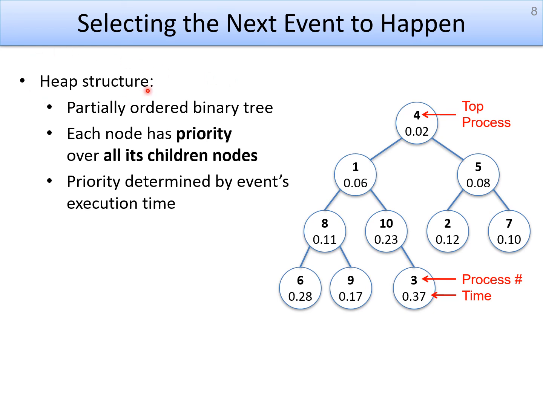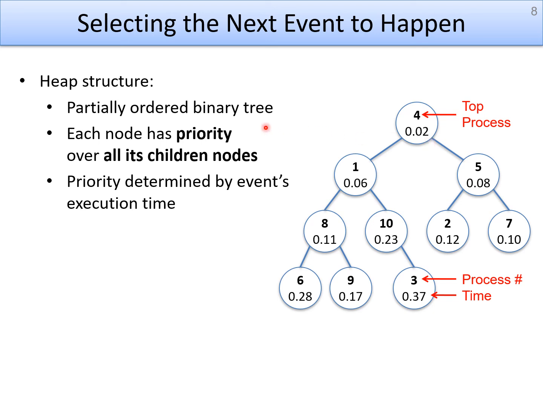And there is a data structure that allows us to do this. This is called the heap structure, which is a partially ordered binary tree, like the one that is shown here. So at the top node of this binary tree, we always have the most imminent event. So in this case, the most imminent event would be lattice process number 4, and the time that this is supposed to happen is 0.02 units of time.